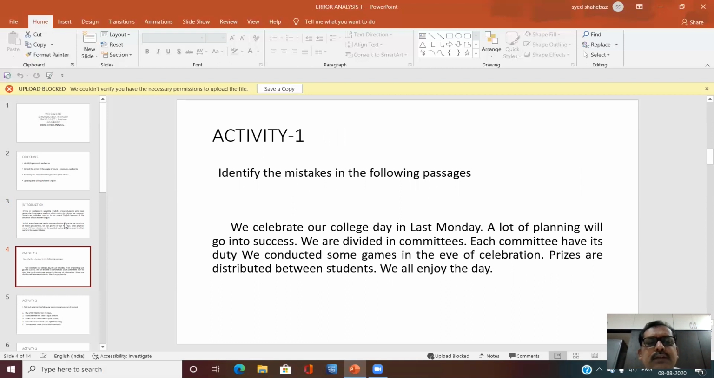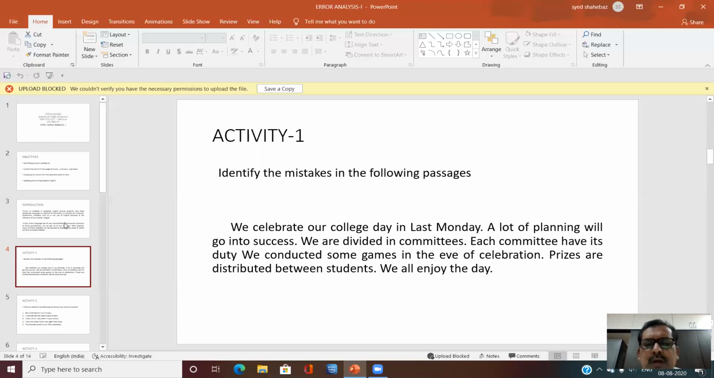Come to activity 1. So a small passage is given. In this passage, there are some errors. After reading the passage, we have to find out what the errors are and we have to correct the errors. So first, let us read the passage as it is given.